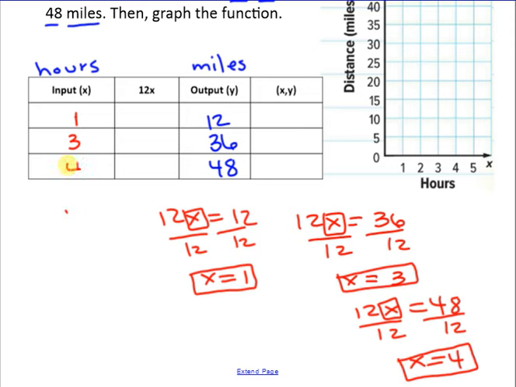So that's going to go right here. And you can leave this column empty right here because you should have all your work shown down below. So what are our x, y coordinates? 1, 12, 3, 36, 4, 48.